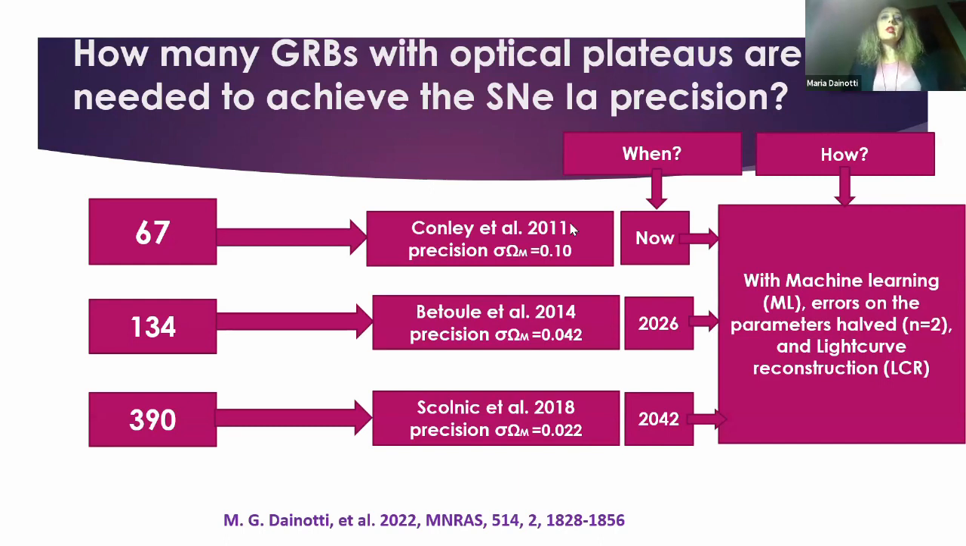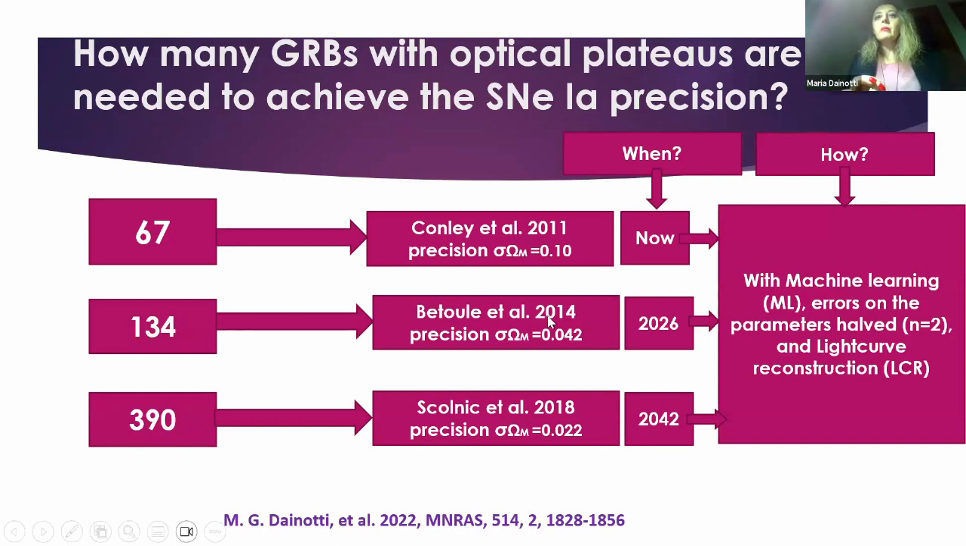So if we consider the precision of Conley in 2011, so more than a decade ago, then we can reach this precision easily now, because we only need 67 GRBs of the tightest one, and we can reach it with the machine learning analysis, reducing the error bars on the parameter, and this can be done with the light curve reconstruction. Machine learning analysis is the analysis for which you would obtain the redshift inference, not through the forward fitting method. That's why I told you earlier, please do not use the forward fitting method. I also did try myself, but it was not successful. But it's better to use machine learning analysis, and this is what we are going to tackle with collaborators.